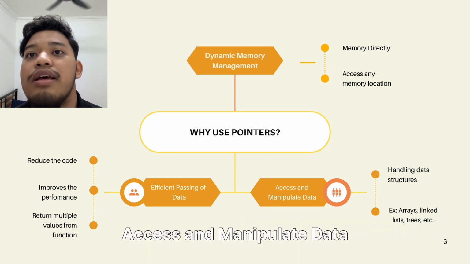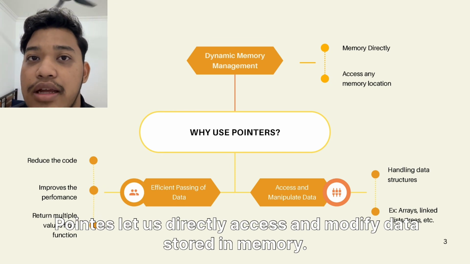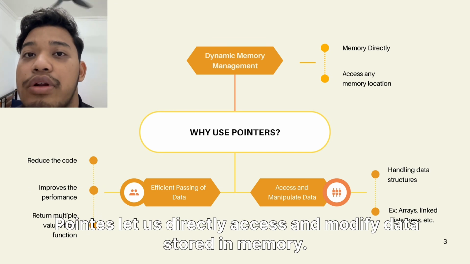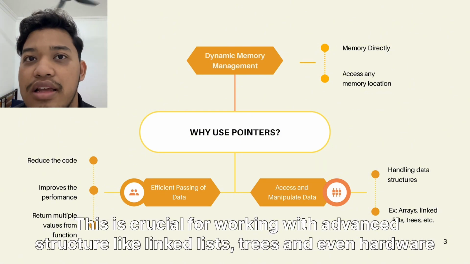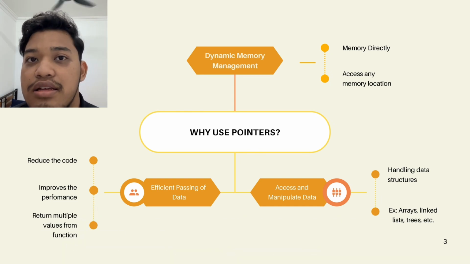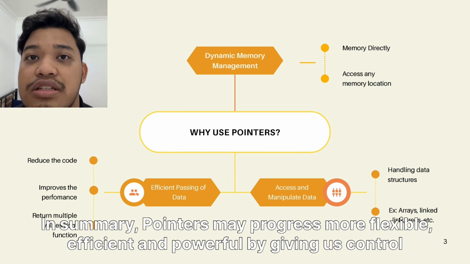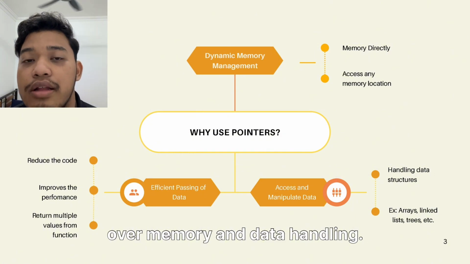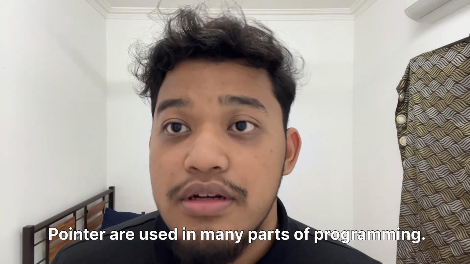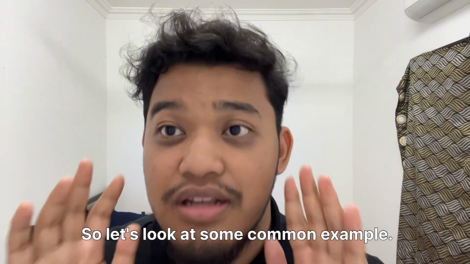Number 3, access and manipulate data. Pointers let us directly access and modify data stored in memory. This is crucial for working with advanced structures like linked lists, trees, and even hardware-level programming. In summary, pointers make programs more flexible, efficient, and powerful by giving us control over memory and data handling. Pointers are used in many parts of programming. So let's look at some common examples.